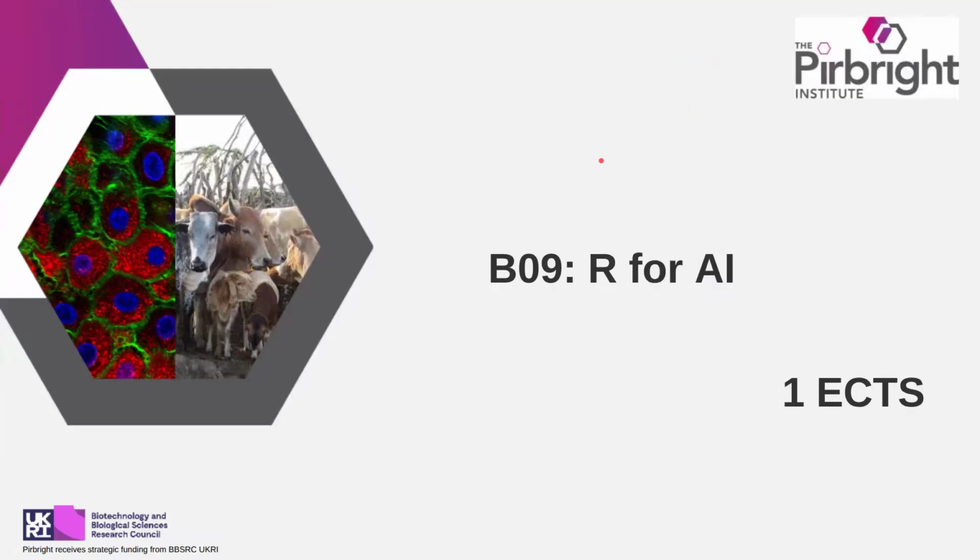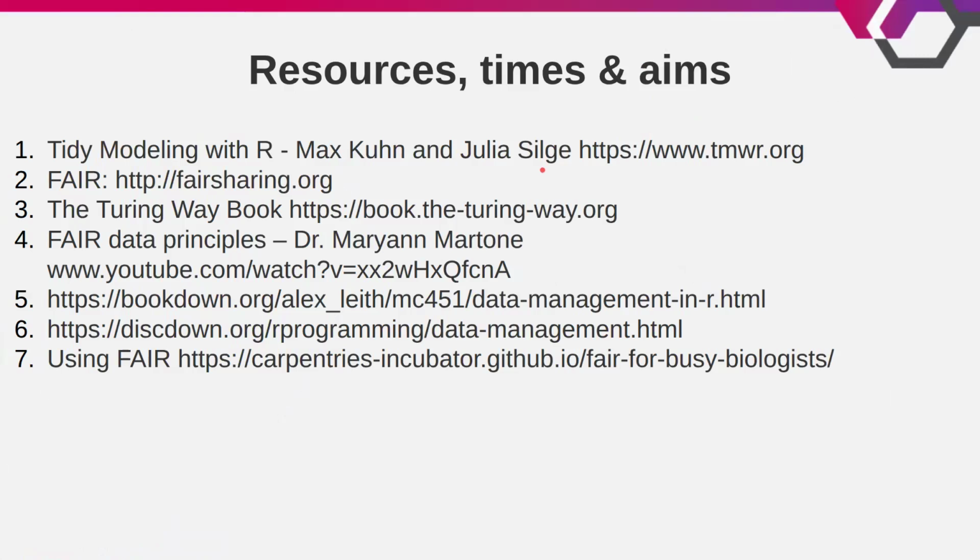Welcome to video one in our course B09 R for AI. These are introductory videos to this area. There's quite a lot of reference material that could be used, but my suggestion for learning effectively for beginners, which is the target of this course, is to use Tidy Modeling with R by Max Kuhn and Julia Silge. That's a very effective resource where we're mainly focusing on the first component rather than the more advanced second component.